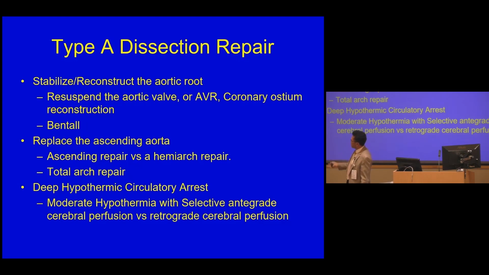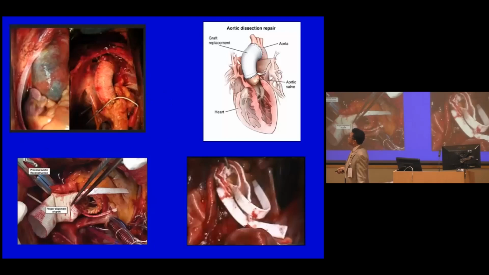However, nowadays we actually do a little bit more than just repair the ascending. We do a hemiarch repair under hypothermic circ arrest versus a total arch if the dissection involves the arch and it's complex. The modalities are obviously deep hypothermic circ arrest versus moderate hypothermia with selective antegrade cerebral perfusion versus retrograde perfusion, and I will talk about that as well.